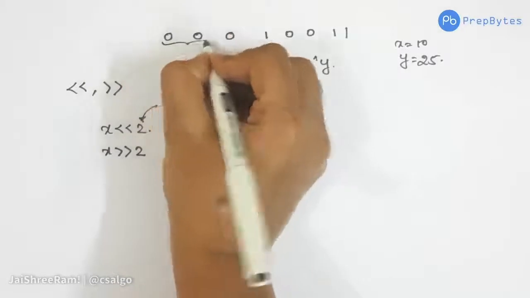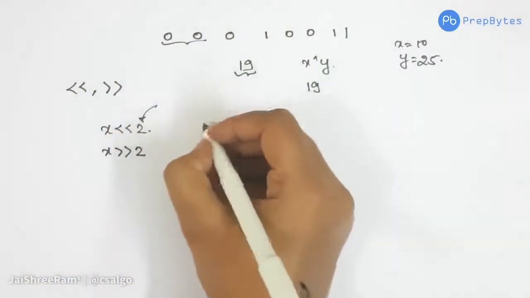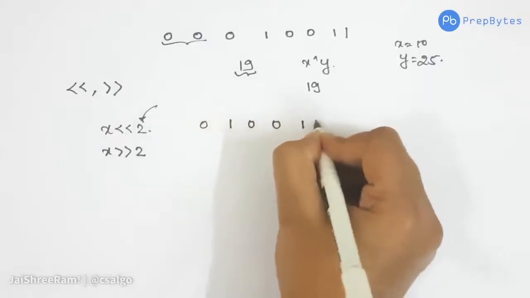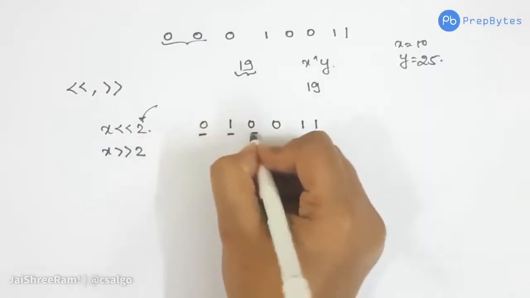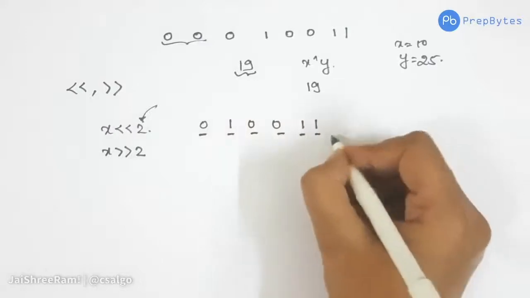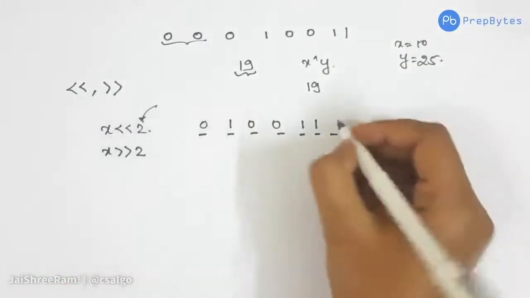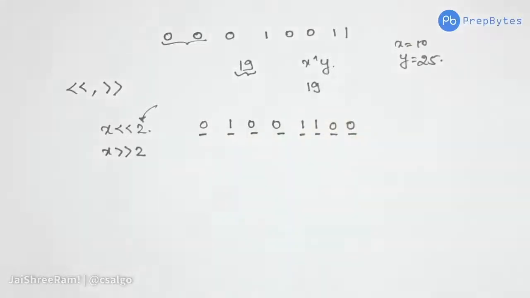So these 2 bits go out of the window. We have 0, 1, 0, 0, 1, 1. So this is first, second, third, fourth, fifth, sixth place. Now these 2 places are empty since I have shifted the bits by 2. So I'll fill them with 0. Okay, this is the left shift.